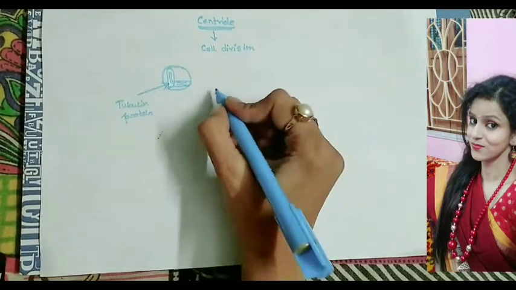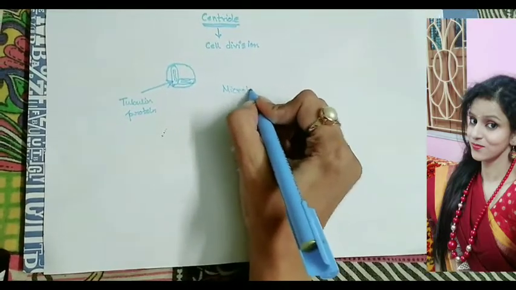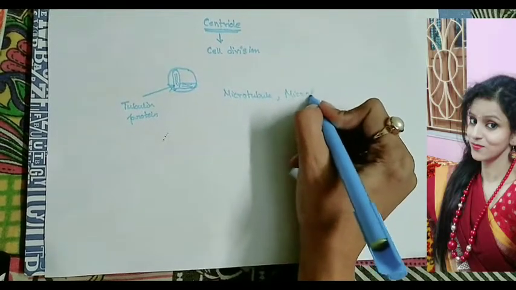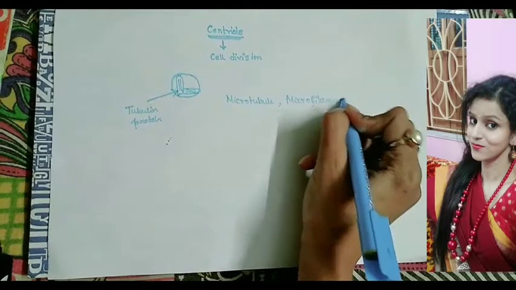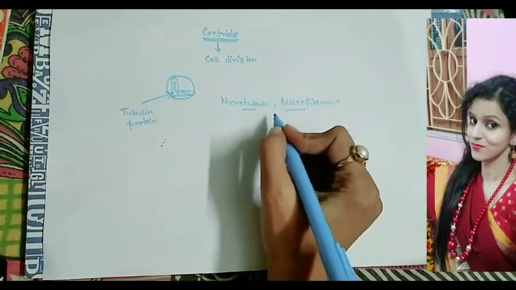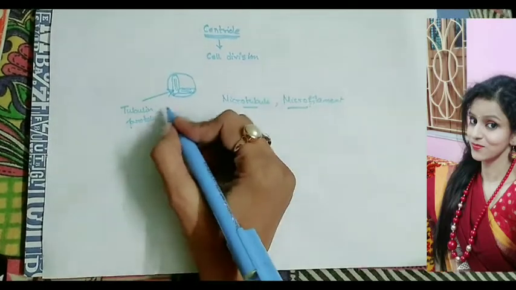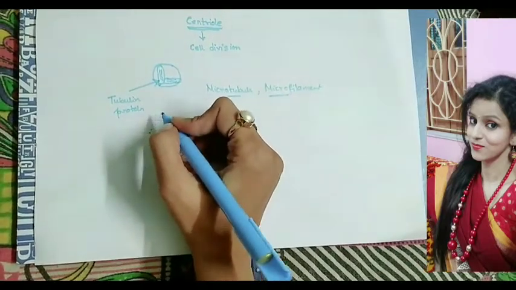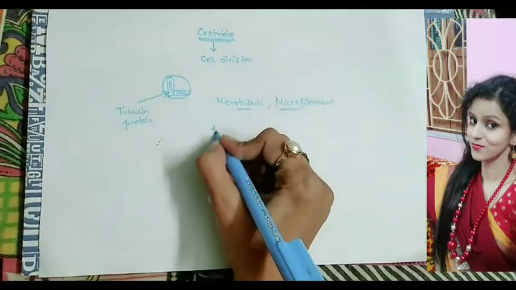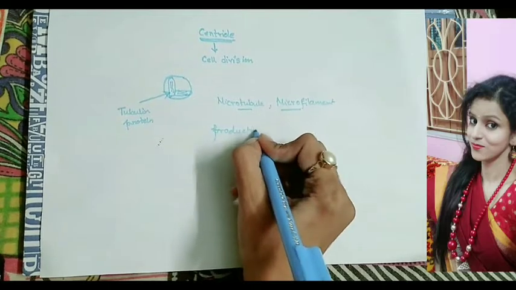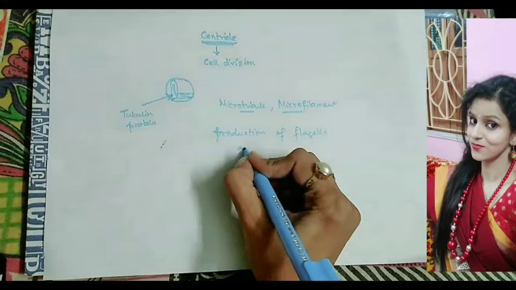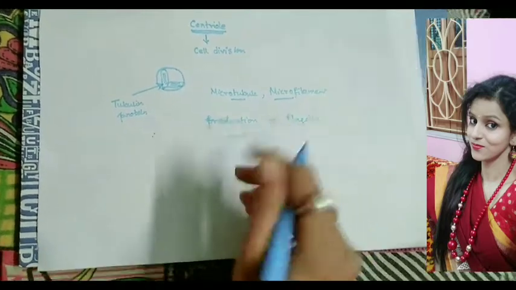First function I have already said, that cell division, and the second function is that it helps in the production of microtubule and microfilament. Okay, so microtubule and microfilament, which I have already discussed, help to maintain the structure of the cell, and this microtubule and microfilament is actually created by this tubulin protein, and it also helps in the production of the flagella and cilia.